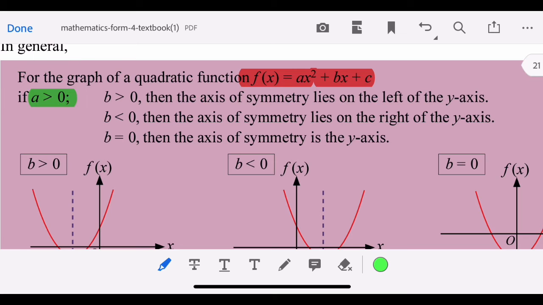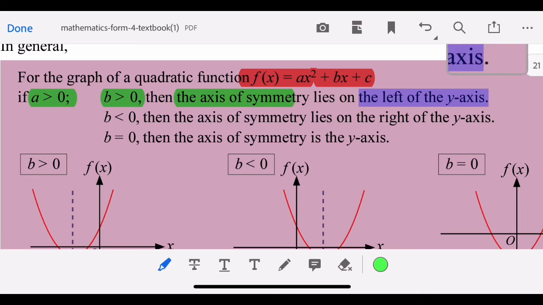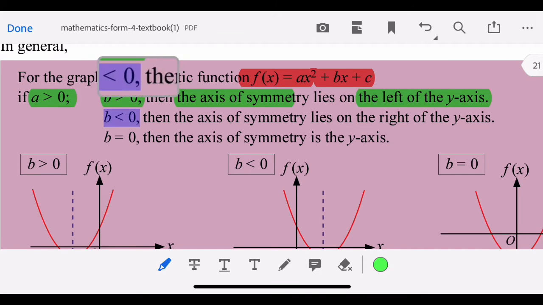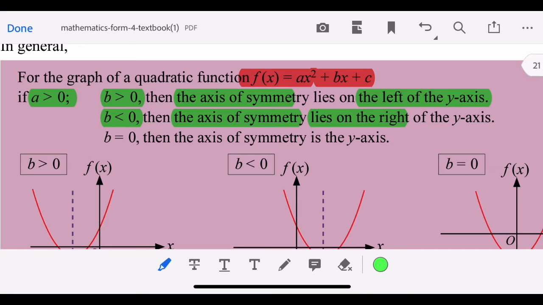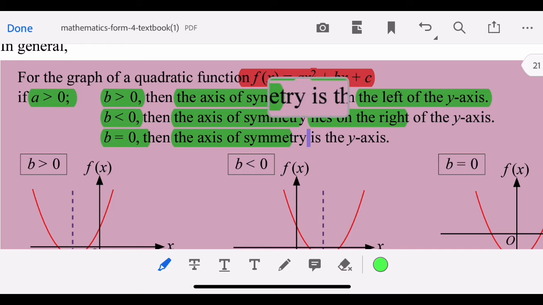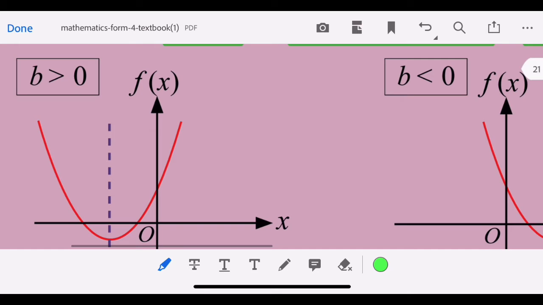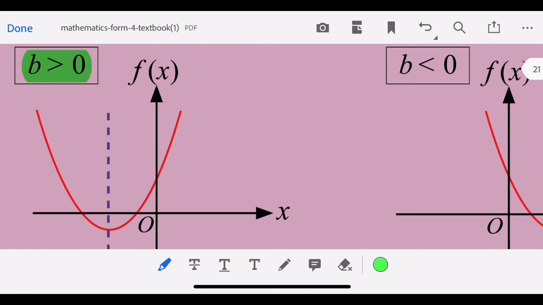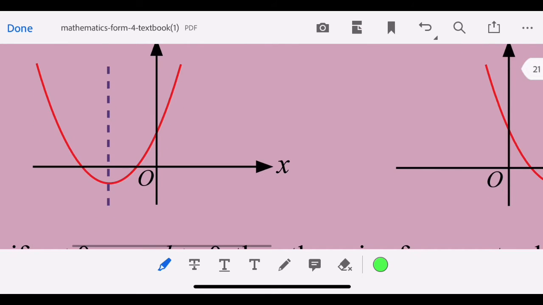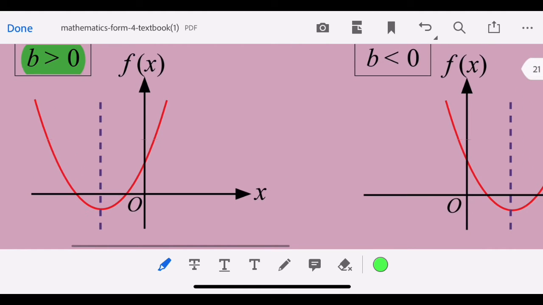if a is more than 0 and b is more than 0, the axis of symmetry lies on the left of the y-axis. If b is less than 0, then the axis of symmetry lies on the right of the y-axis. If b is equal to 0, the axis of symmetry is the y-axis. So let's study this one. When b is more than 0, the axis of symmetry is to the left.